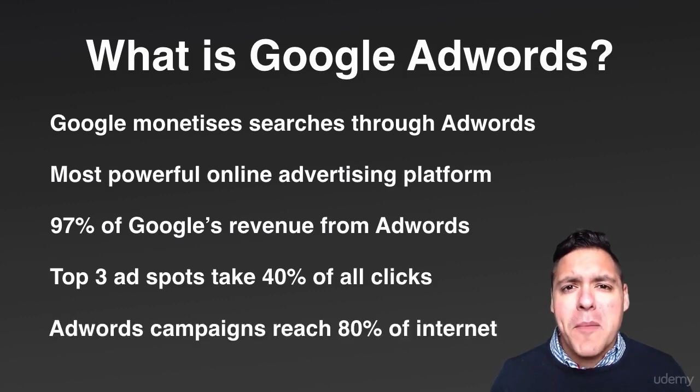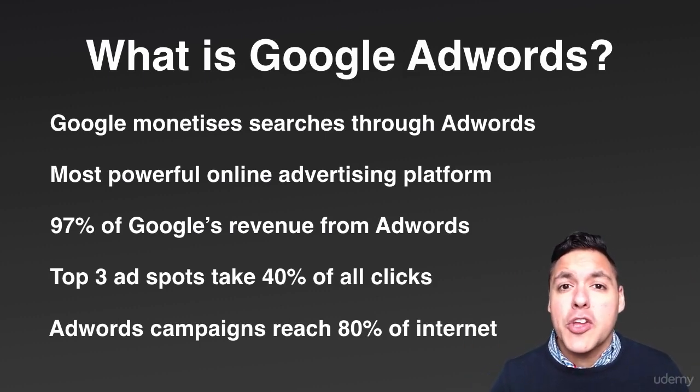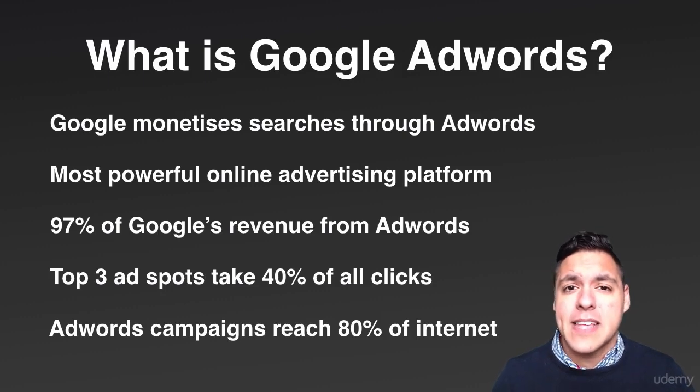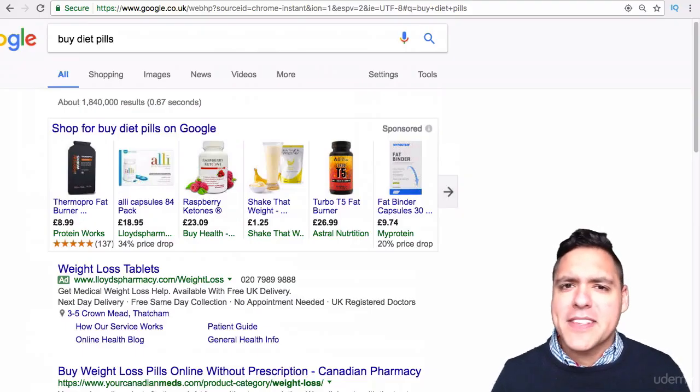And one of the most groundbreaking statistics is that Google AdWords display campaigns reach 80% of the internet. 80% of that huge ecosystem. It's just immense to know that you can be seen virtually anywhere on the internet as a result of having a Google AdWords campaign. Now let's have a look at some practical examples.